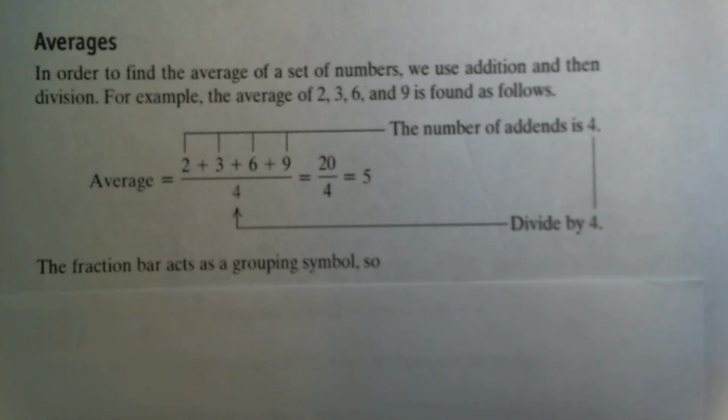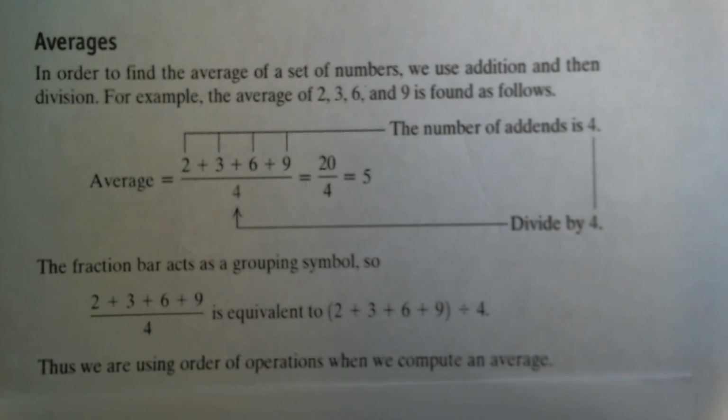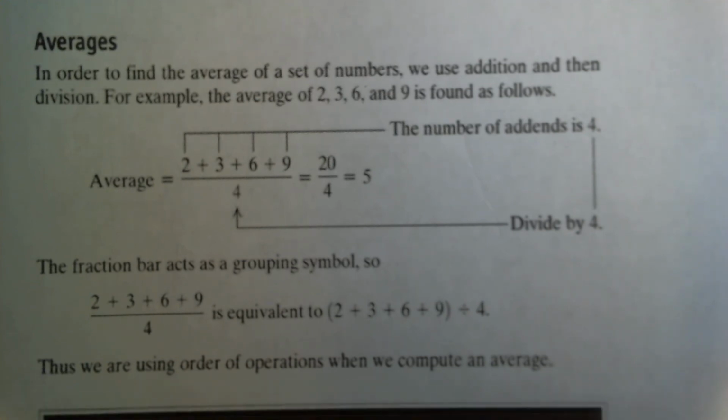So the fraction bar acts as a grouping symbol. In other words, 2 plus 3 plus 6 plus 9 divided by 4 is equivalent to 2 plus 3 plus 6 plus 9 in parentheses, divided by 4. It means the same thing. The fraction bar is a grouping symbol which can take the place of parentheses. So thus we are using the order of operations when we compute an average.